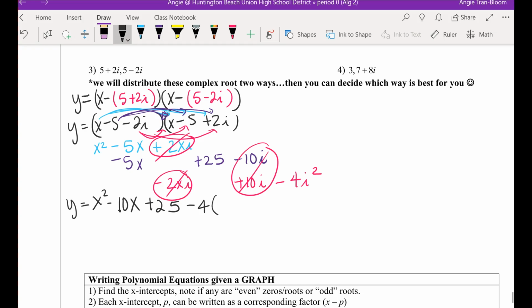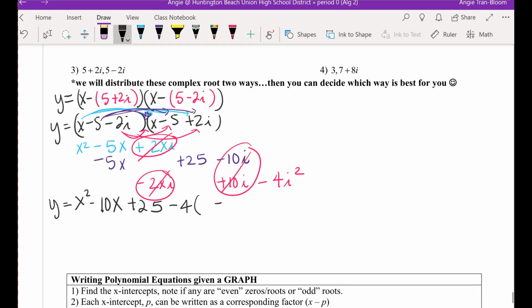Now the minus 4i squared becomes plus 4 because i squared is always what? Negative 1. Okay. So if that's a plus 4, what's really at the end? What's this make? 29. So what form is this in? Standard. Look at that. Should your polynomial have any i's in it? No. No i's in the final answer.